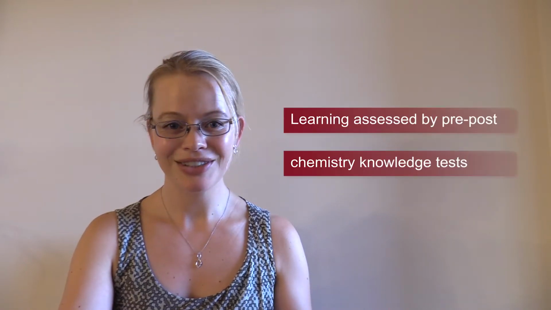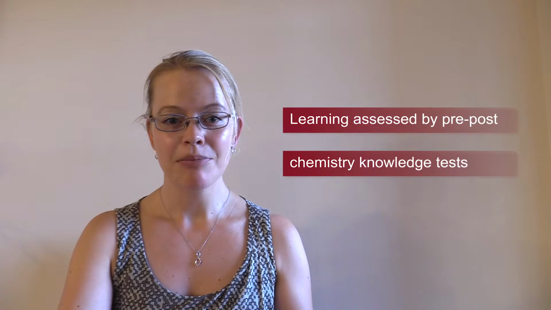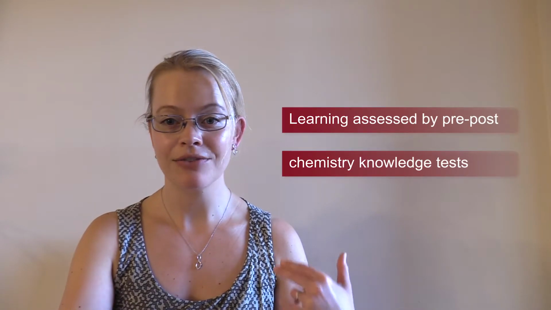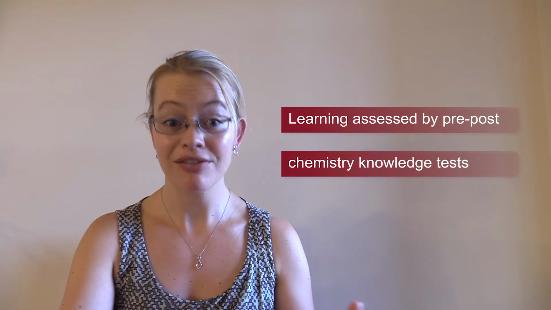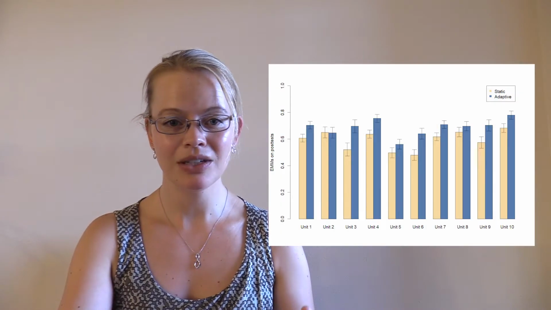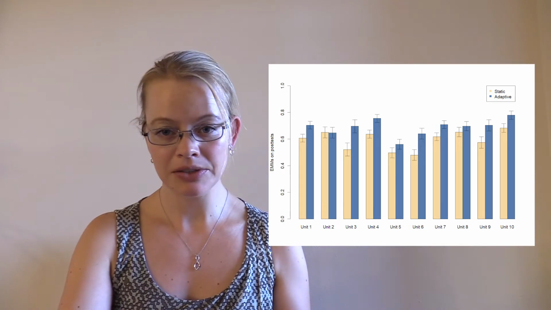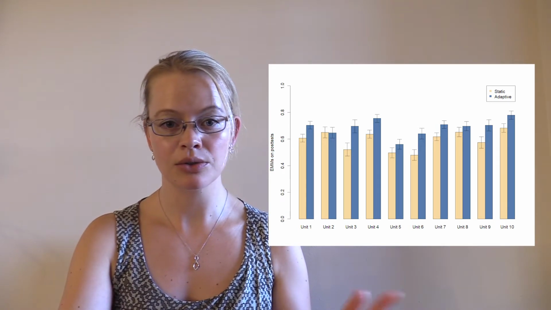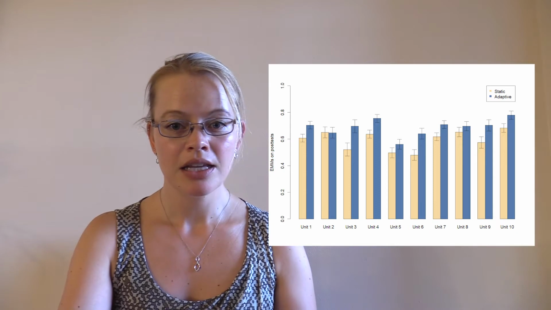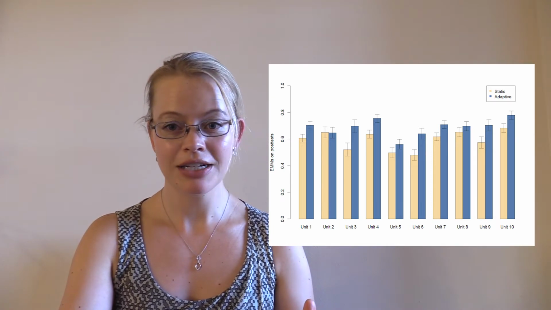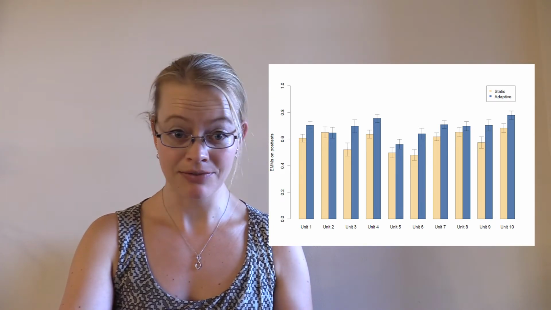And each week students took a pre-test and a post-test that assessed their learning of the chemistry concepts ChemTutor covered for that week. And here's what we found. So on the x-axis of this graph you see the weeks, and on the y-axis you see students' post-test scores controlling for their pre-test score. The blue bar is the adaptive version and the yellow bar is the static version.